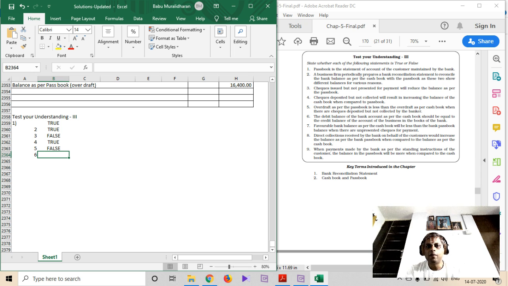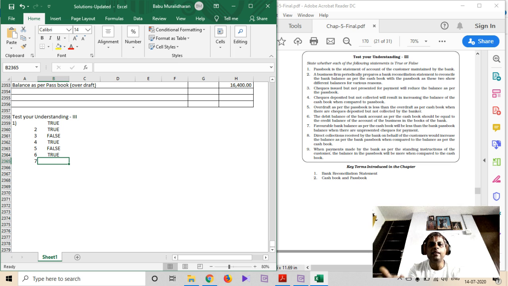Question 7. Favorable bank balance as per the cash book will be less than the bank passbook balance when there are unpresented checks for payment. Yes. When you issue a check, the bank balance will come down in the cash book, right? So favorable bank balance as per the cash book will be less than passbook balance when there are unpresented checks, because only when the check is presented in the bank and cashed will the bank passbook balance come down. Till that time, cash book balance will be less than the bank passbook balance. True.